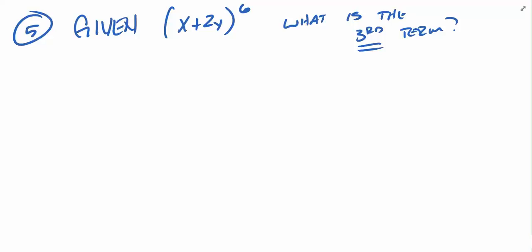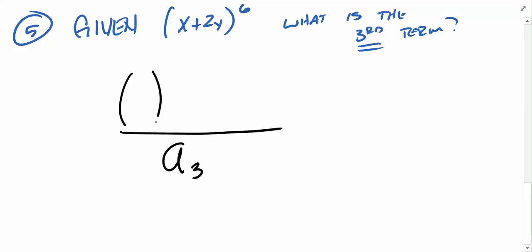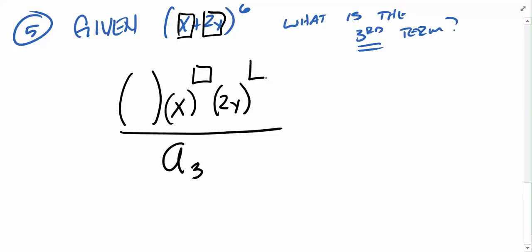Okay. So check this out. Here's how we build it. I am interested in a sub what? 3. I'm interested in the third term. Right? That's what I want. I know that there will be some binomial coefficient. I know I will have my first term, which is x, raised to some power. I don't know what it is yet. And I know I will have my second term, which is 2y, also raised to some power. I just don't know what it is yet. Are you guys with me so far? Yes. Okay, awesome. Well, there's a couple things I can fill in.